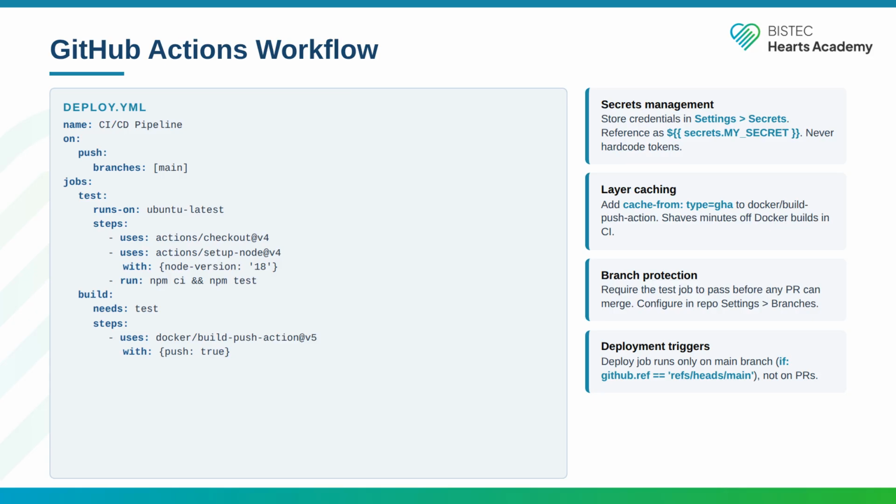The use of secrets is important here. Credentials, API keys, and SSH keys never appear in the workflow file itself. They are stored encrypted in the GitHub repository settings and injected as environment variables at runtime.